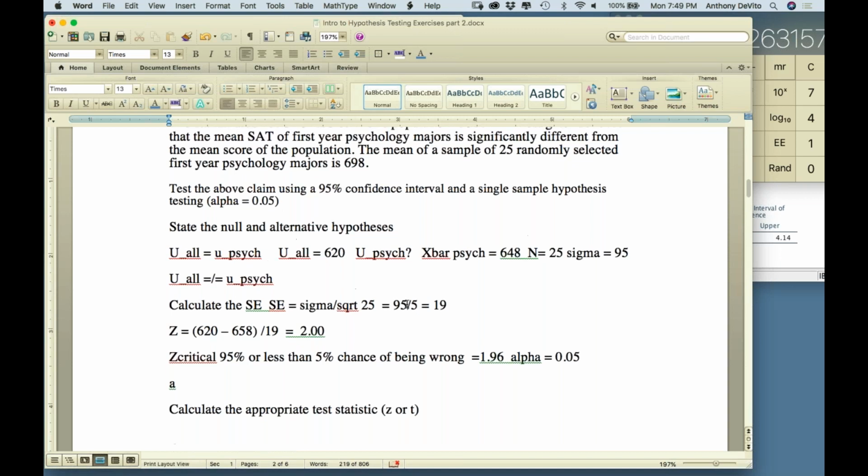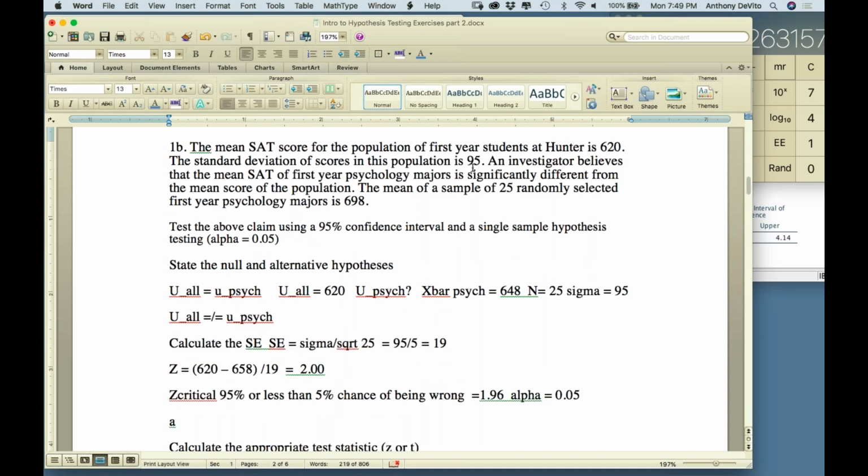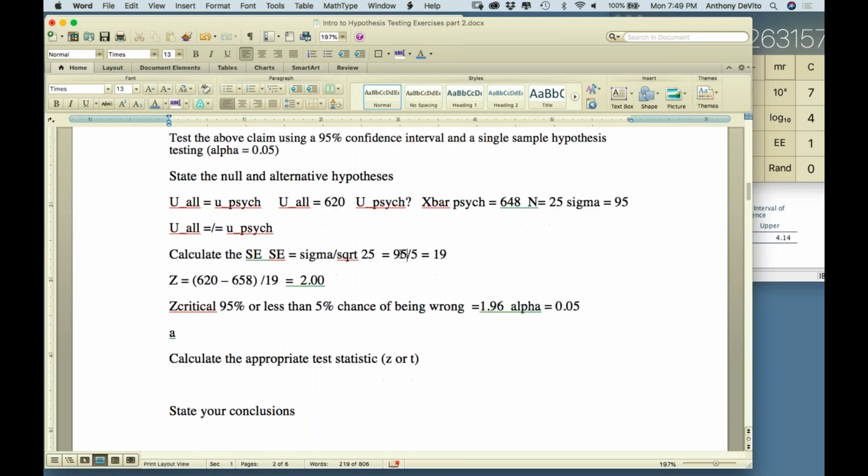And we know sigma. I'm assuming we still know that the population standard deviation is 95, and our z-score comes out to be 2.0. Z critical, since we know what sigma is, or it's a big sample, Z critical is 1.96. Do I reject my null hypothesis? Yes, I do, right? Because it's 2.0, I only need 1.96.